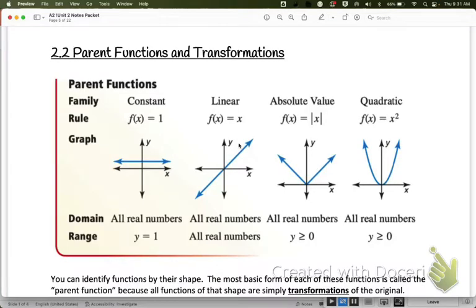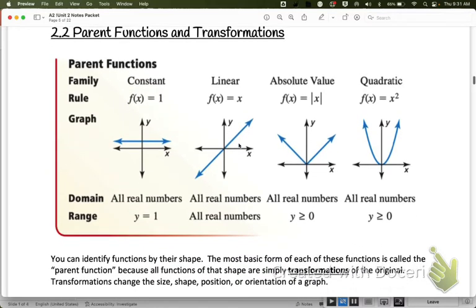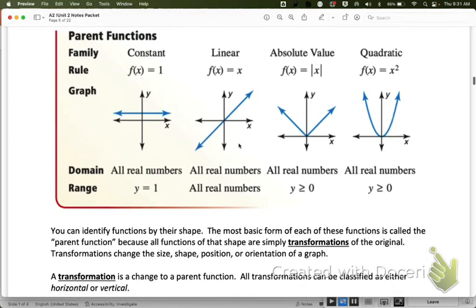Today we are going to begin our conversation about transformations, and this is a theme that carries over throughout the entirety of Algebra 2, is talking about transformations from parent functions. So we're going to start with four really basic parent functions, and a parent function is the most basic form of a function. Every other function with the same shape or similar shape is based on transformations that have been done to the parent function.